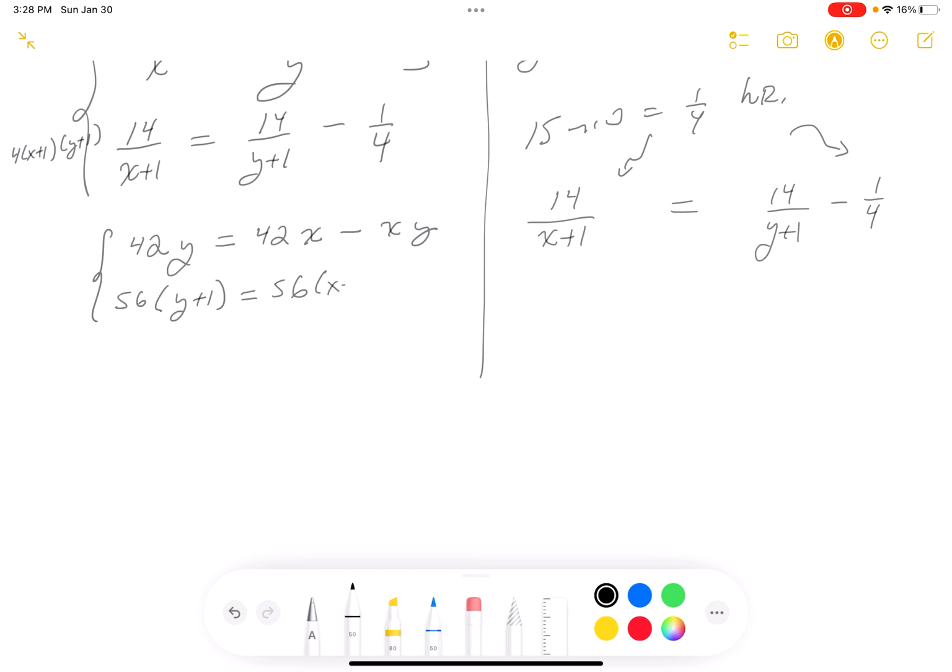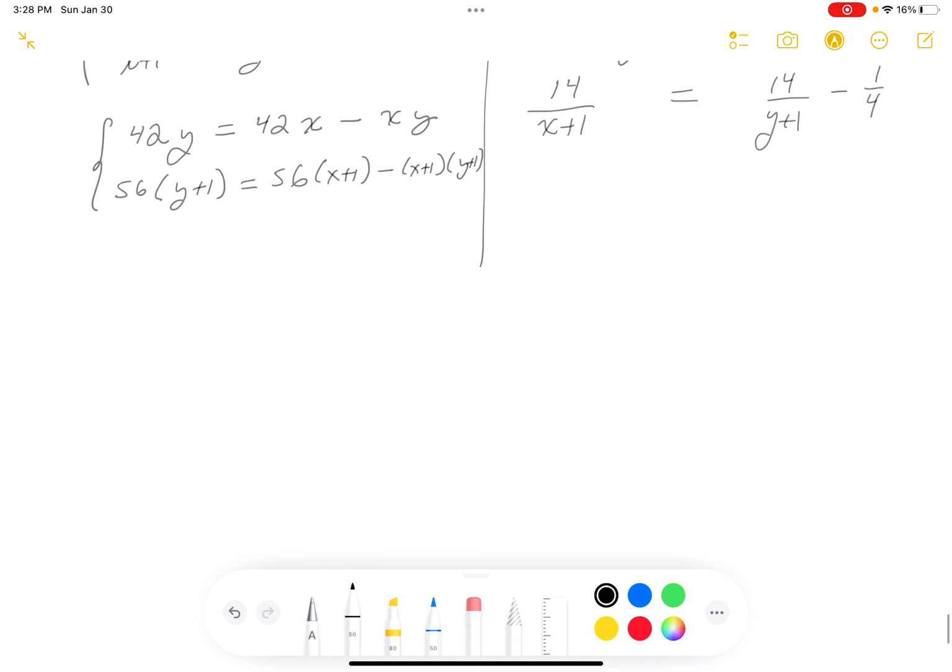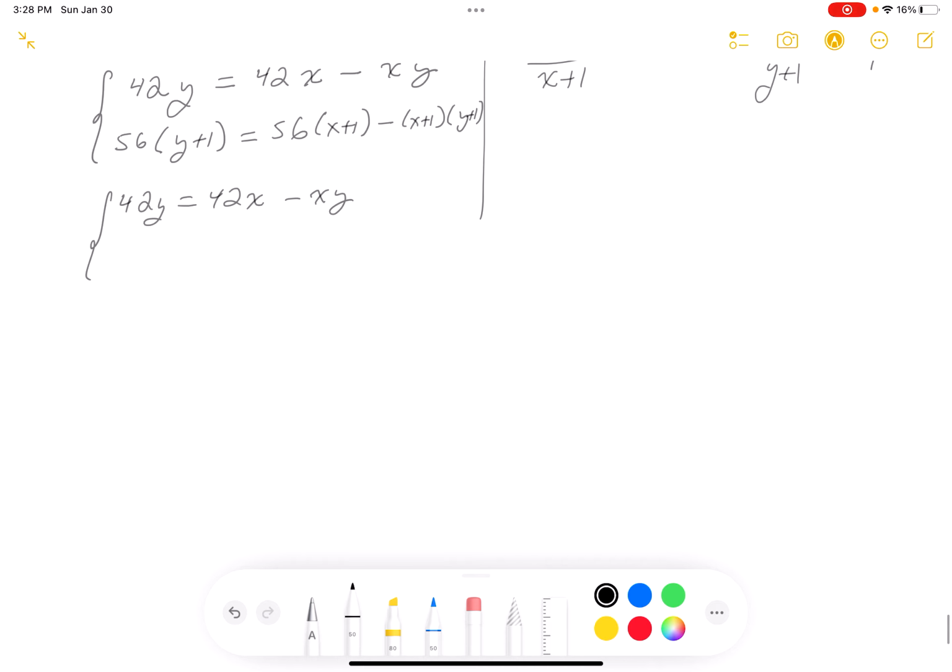And then it's going to be x plus 1 minus, it's going to be more difficult, isn't it? It's going to be x plus 1, y plus 1. I'm not done yet. I got to keep moving. And I'll write this over here as 42y equals 42x minus xy. And on bottom, maybe I'll do a little side work over here. 56y plus 56, 56x plus 56. Well, you know what? That turns out to be pretty nice.